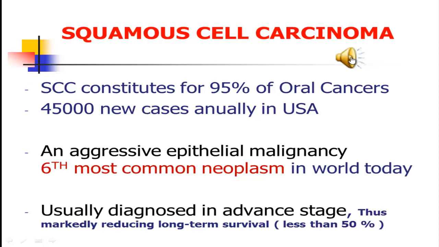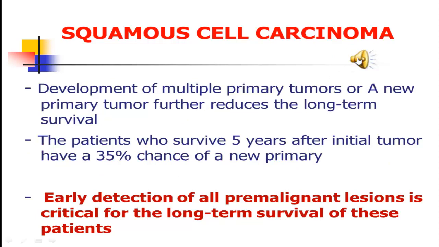Oral squamous cell carcinoma is the sixth most common neoplasm in the world today, usually diagnosed in advanced stage, thus markedly reducing the long-term survival, which is less than 50%. The development of multiple primary tumors or a new primary tumor after the initial tumor further reduces the long-term survival. The patients who survive 5 years after the initial tumor have a 35% chance of a new primary. Early detection of all pre-malignant lesions is critical for long-term survival of these patients.